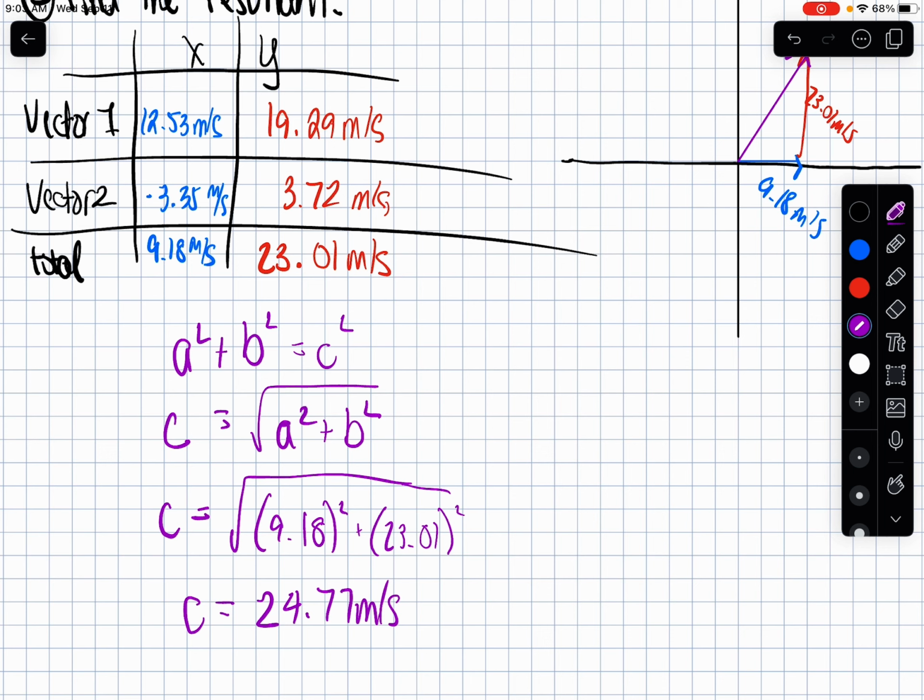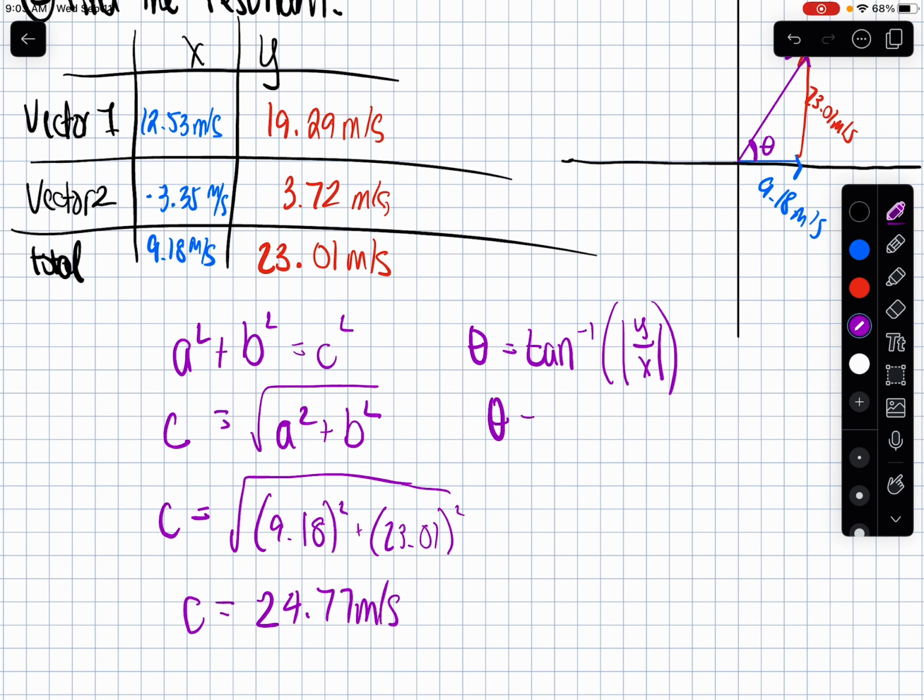Okay, now we're not done. We need to find an angle. We need to find this theta, okay? And here's what we're gonna do. We're gonna use tangent again, okay? And I'm gonna say the angle equals the inverse tangent of the absolute value of your y total divided by your x total. Now, the absolute value is important, not for this one, but we'll get to it, okay?